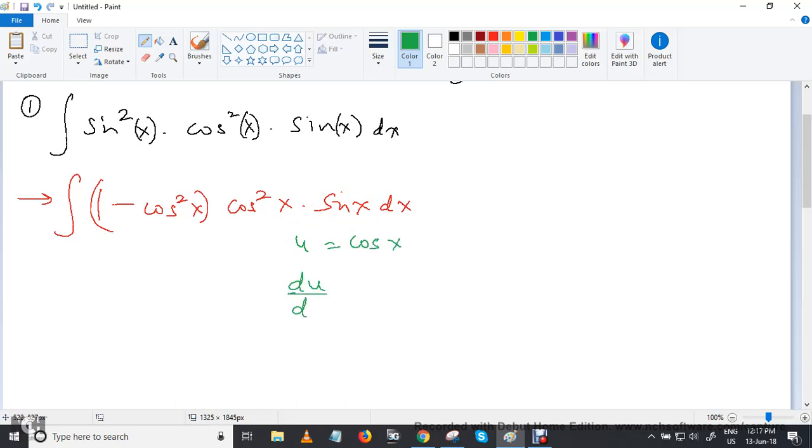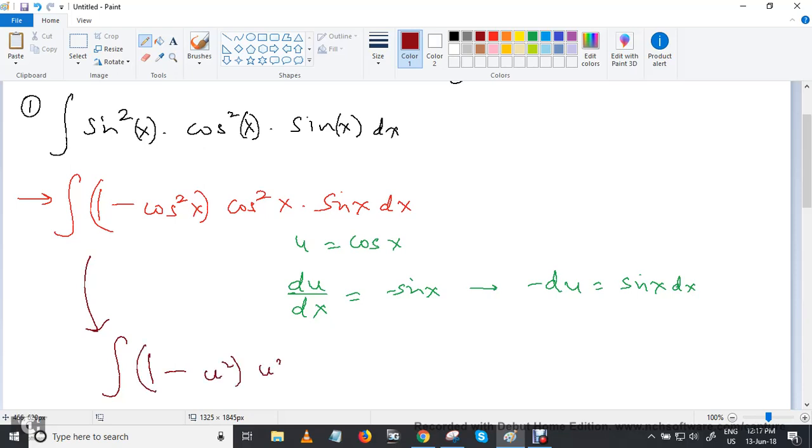When you do du by dx, we get negative sin x. This is a direct formula that you know. Remember, we're trying to get sin x dx, therefore negative du will become equal to sin x times dx. And when you now enter all of these in here, we get the integral of 1 minus cos square of x, which can be written as u square, another cos square written as u square, and this sin x dx written as negative du.